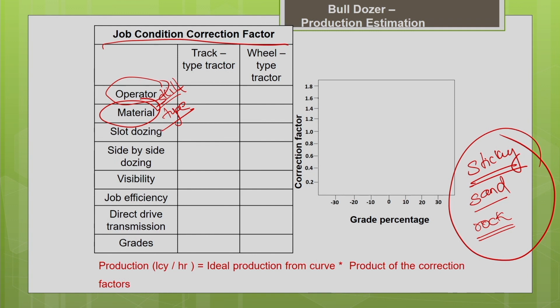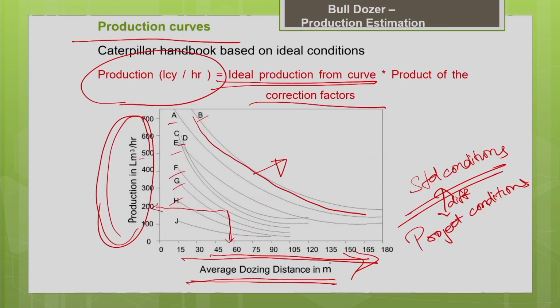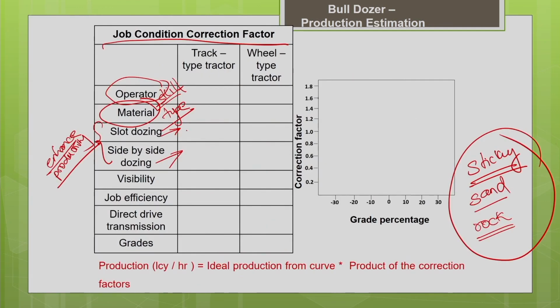Then if you are going to adopt some productive dozing methods like slot dozing, side by side dozing, that's what we discussed earlier. So these productive methods will enhance the productivity by reducing the end spillage. So in this case, it's going to be better than your ideal condition. So whatever values we have chosen from this curve, your values should be better than this because you have adopted the slot dozing method or side by side dozing method. So in this case, your correction factor will be greater than 1, because your productivity will be increasing.